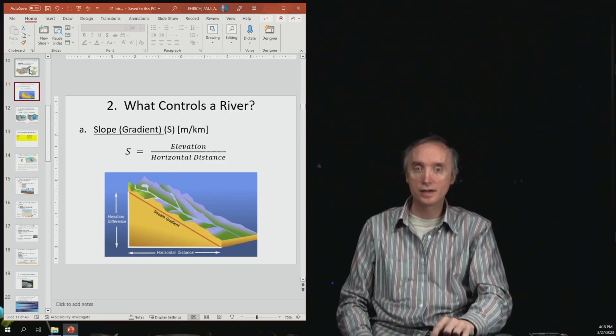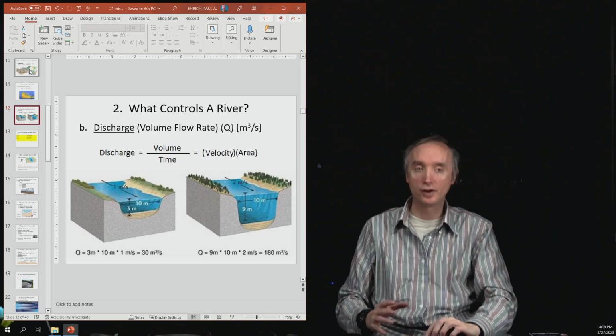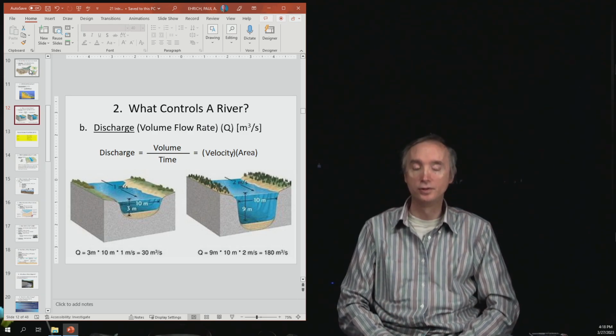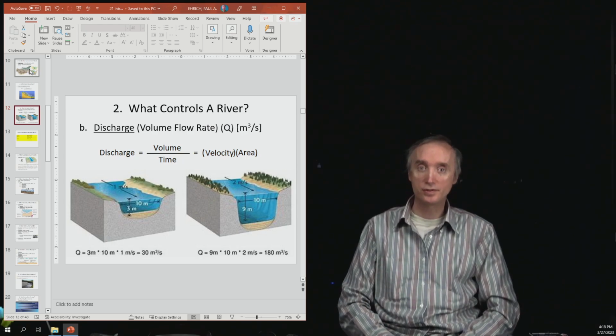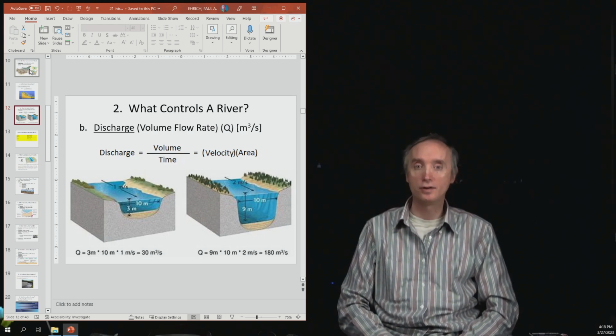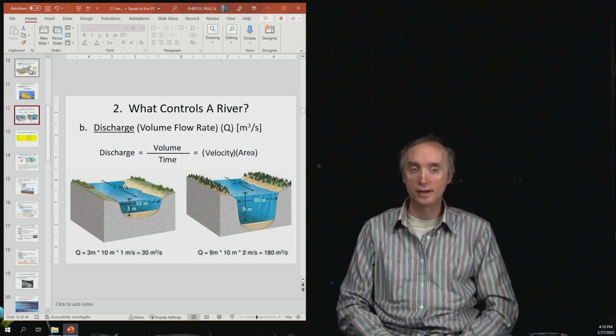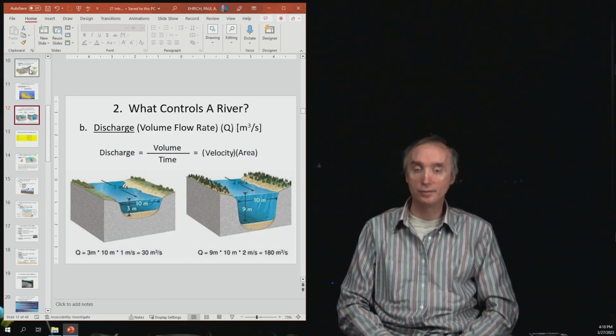Okay, then the second type of variable that is going to control a river is going to be its discharge. The discharge is the volume of water that is flowing in a river divided by the amount of time it takes to do it in. Another name for discharge is the volume flow rate. We're going to abbreviate it with a capital Q.